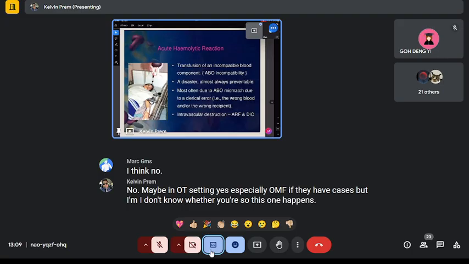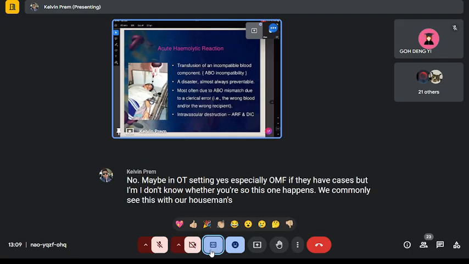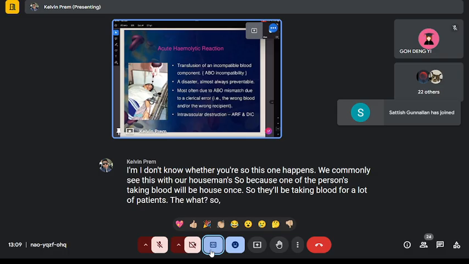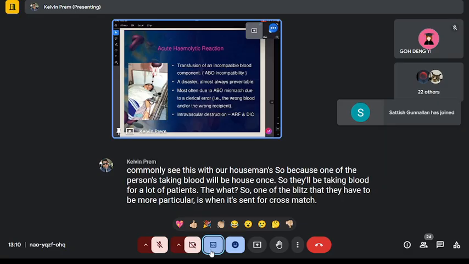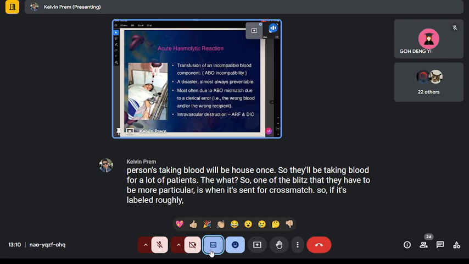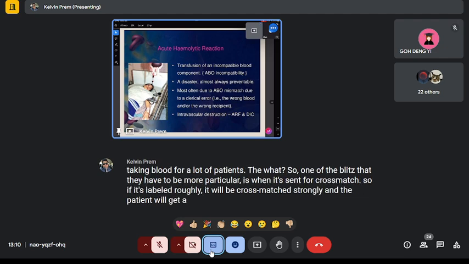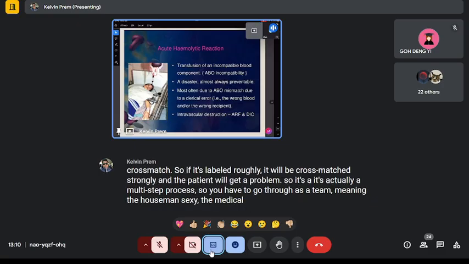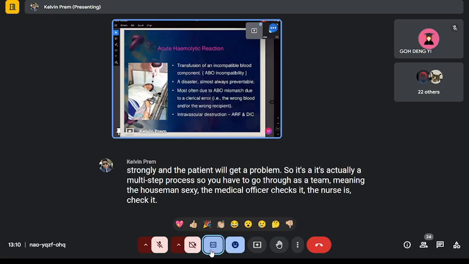This one happens. We commonly see this with our housemen, because one of the persons taking blood will be housemen, so they'll be taking blood for a lot of patients in the ward. One of the bloods they have to be more particular about is when it's sent for cross match. If it's labeled wrongly, it will be cross matched wrongly, and the patient will get the wrong blood. So it's actually a multi-step process. You have to go through it as a team, meaning the houseman checks it, the medical officer checks it, the nurses check it, to prevent error, but it still happens.